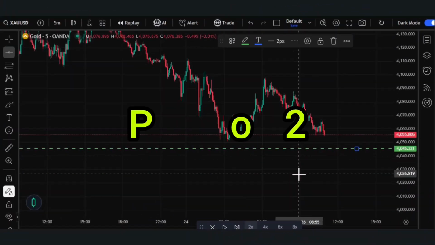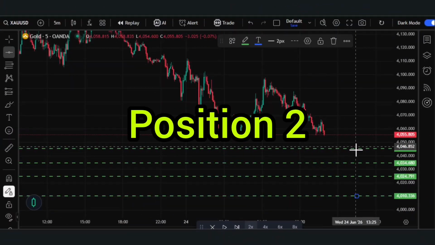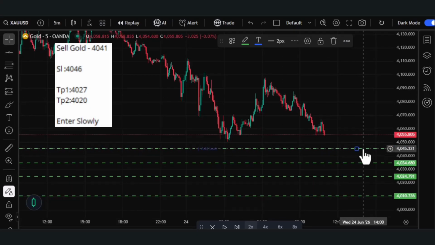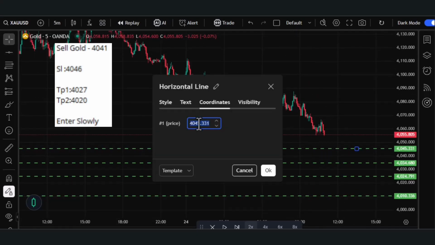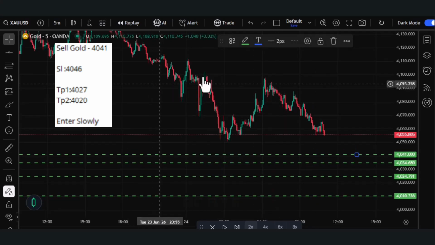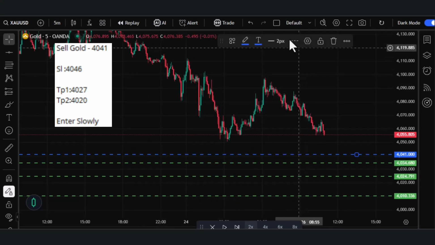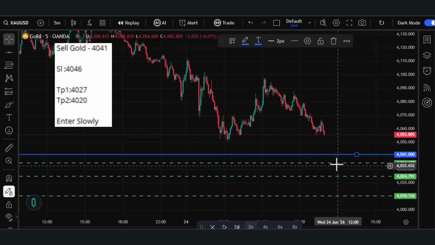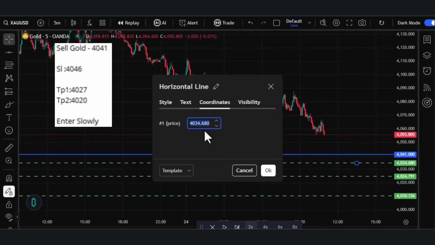Alright, let's move on to the second trade. First of all, we need to determine the entry point, which here means specifying its price. Now I'll make it blue, and with this yellow arrow I'll show you this is our entry point. Next, now I'll set the stop loss, enter its price, and make it red so it's clear.